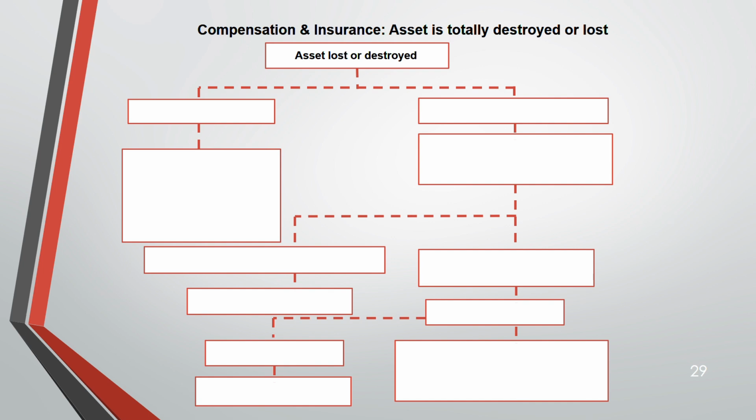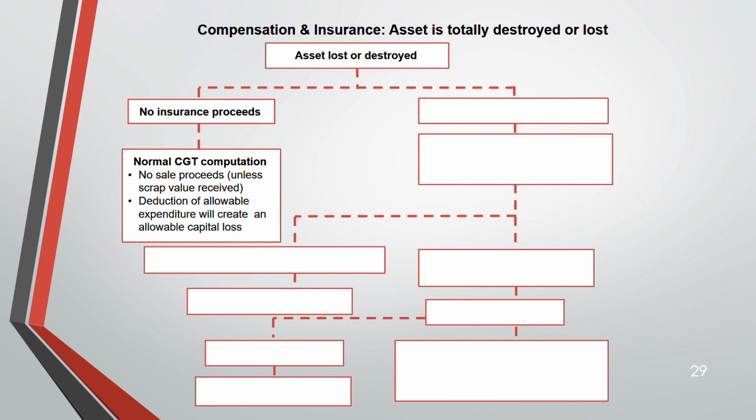If the asset is lost or destroyed, we'll see whether we have received compensation from insurance or not. If insurance proceeds are not received, normal CGT computation, no sale proceeds unless scrap value is received, and deduction of allowable expenditure will create an allowable capital loss. If insurance proceeds are received, you have to see the date of disposal. The date insurance proceeds are received is the date of disposal. It is not the date of your destruction or loss.